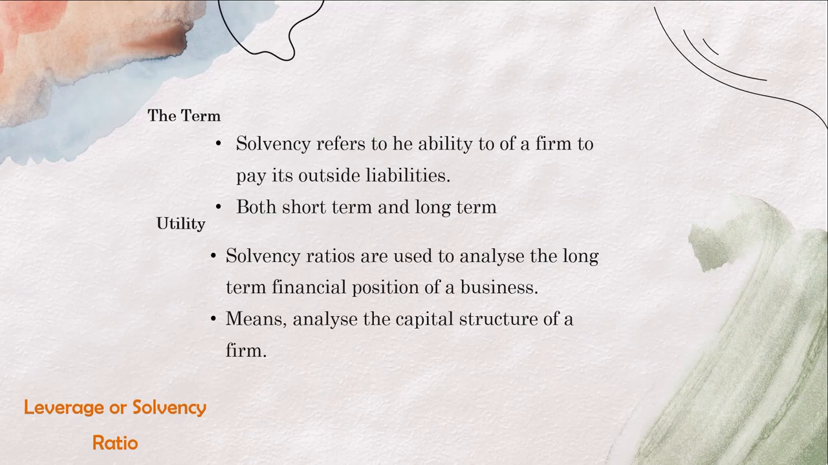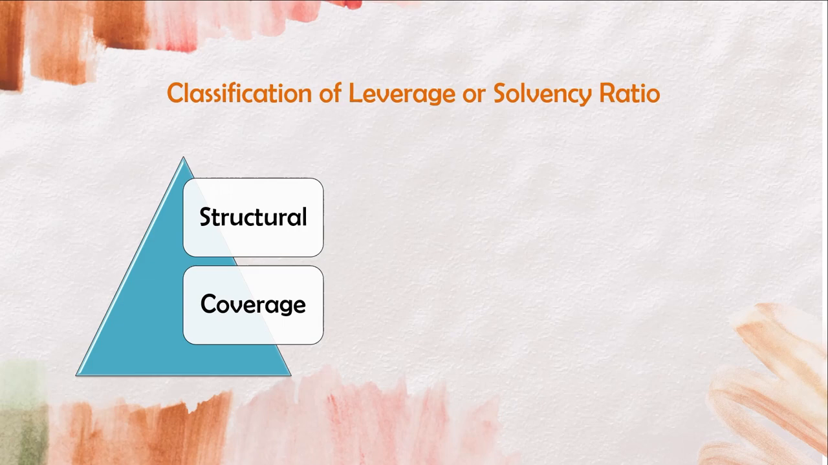Okay, listen. There are two classifications under the leverage or solvency ratio: structural classification, or the structural ratio, and the coverage classification, or the coverage ratio. Basically, the leverage or solvency ratios are classified into two: structural and coverage. The structural ratio indicates long-term solvency of the firm. It measures the extent of debt financing in a firm. Also, it is based on the relationship between owned and borrowed capital. The structural ratios are calculated from the balance sheet items.